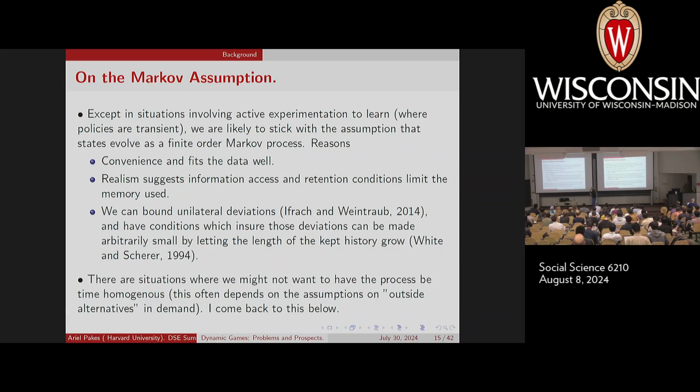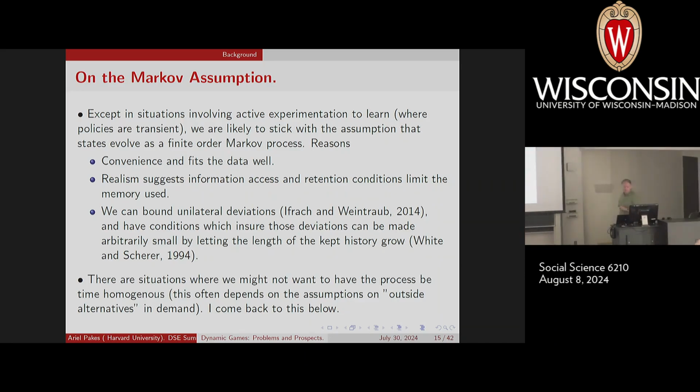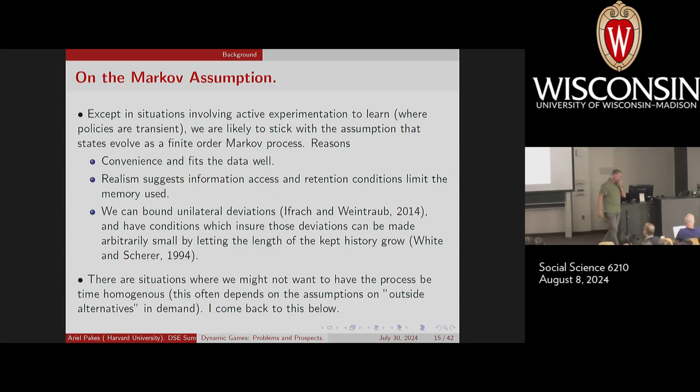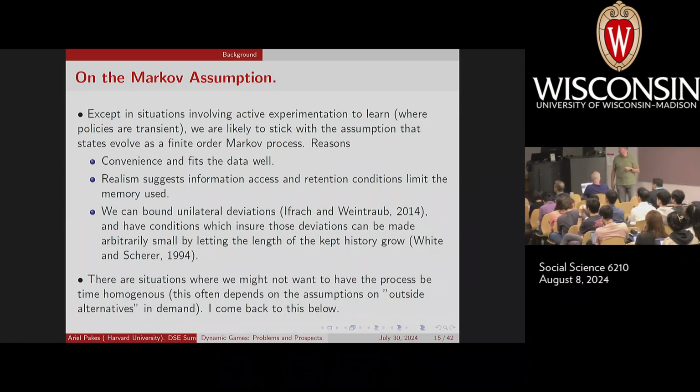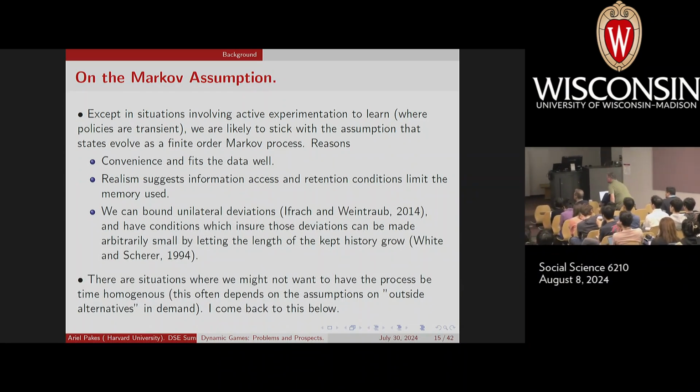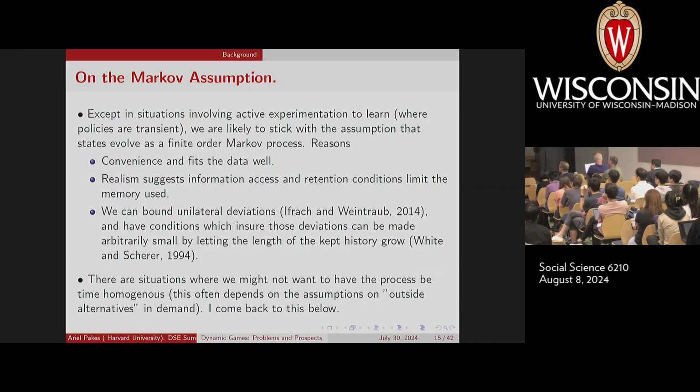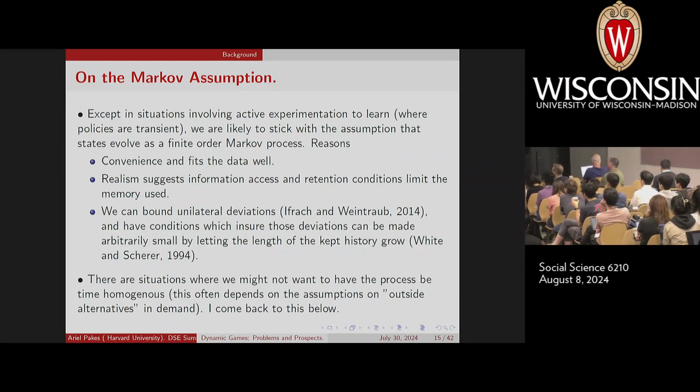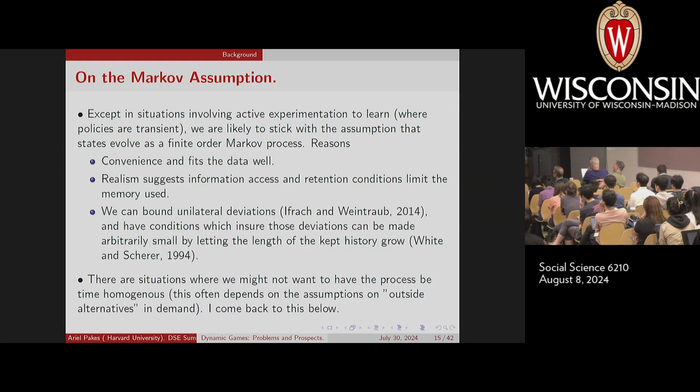Except in situations involving active experimentation, when you're experimenting, the policies are necessarily transient. You don't keep the same policy over time. You're learning, and you're changing the policy for the same state. Otherwise, we're likely to stick with Markov processes. It's convenient, and it fits the data well. If you look at data and see how much last period's states affect this period's state, you pretty much pick it up. And realism suggests I can't keep too much in memory. And the third thing is we can bound deviations from this.